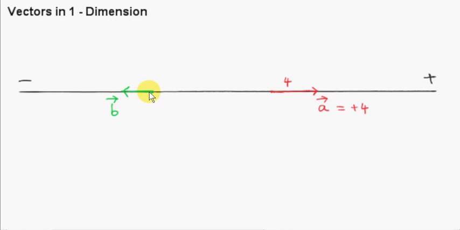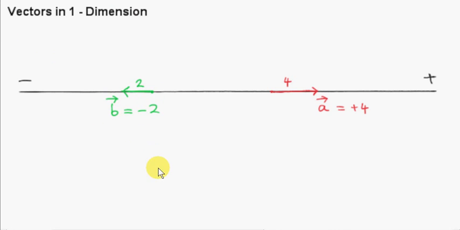Here we have another vector that I'm calling B. Let's suppose that the magnitude of B is 2. So we could write B as minus 2. So the 2 indicates the magnitude, and the minus sign indicates that it's a vector pointing to the left.